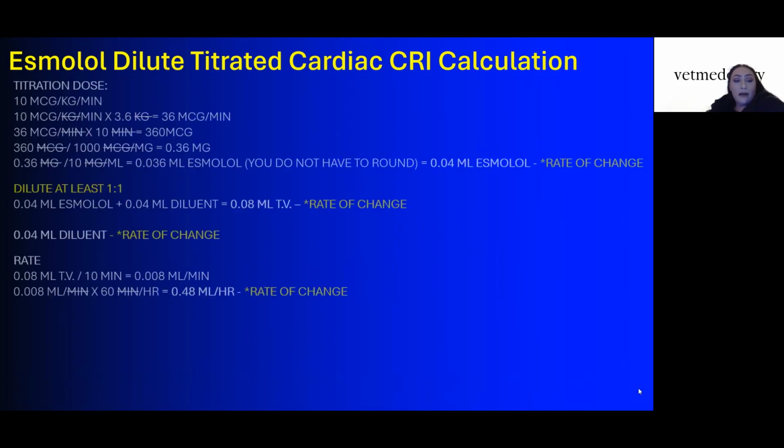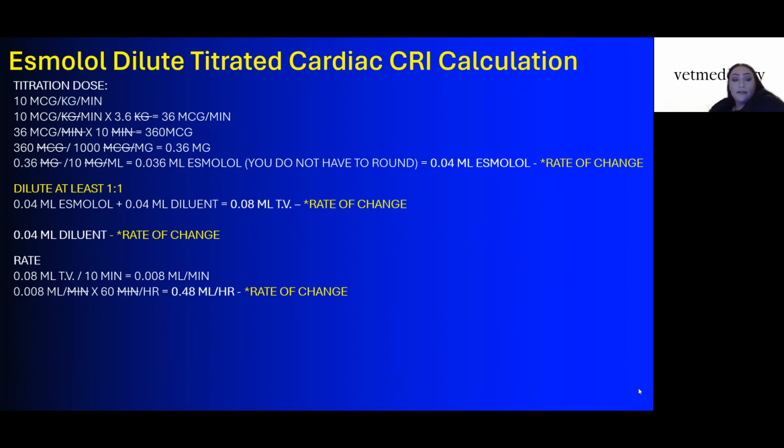Now we're going to figure out the titration dosage of the 10 mics per kg per minute. Times 3.6 kgs, 36 mics a minute. 36 mics a minute times 10 minutes equals 360 mics. 360 mics divided by 1000 mics per mg equals 0.36 milligrams. 0.36 milligrams divided by 10 mgs per mL equals 0.036 mLs of esmolol. You don't have to round. You can keep that. I'm rounding though: 0.04 mLs of esmolol. That is one of your rates of change. You will have 4 of them, and it is going to be your esmolol volume, your total volume, your diluent volume, and your rate.